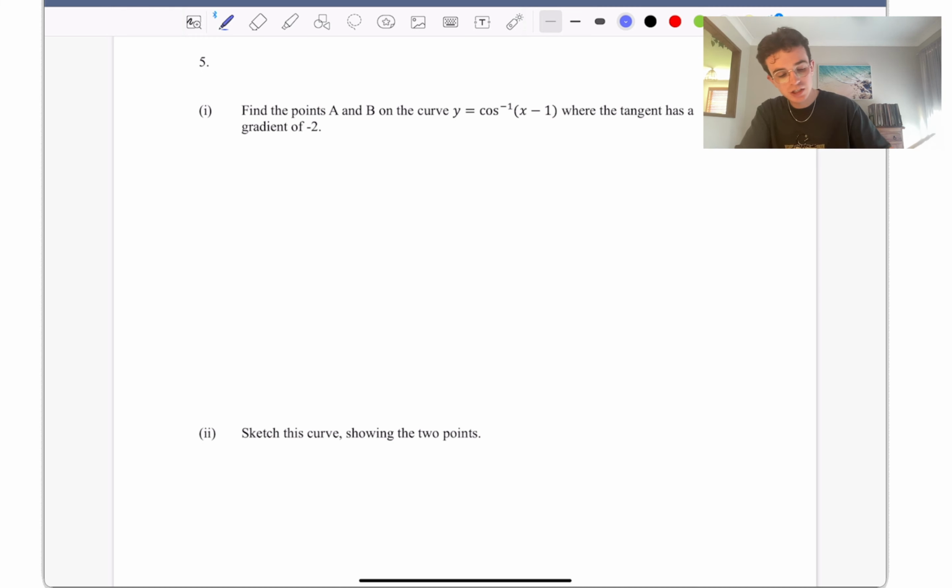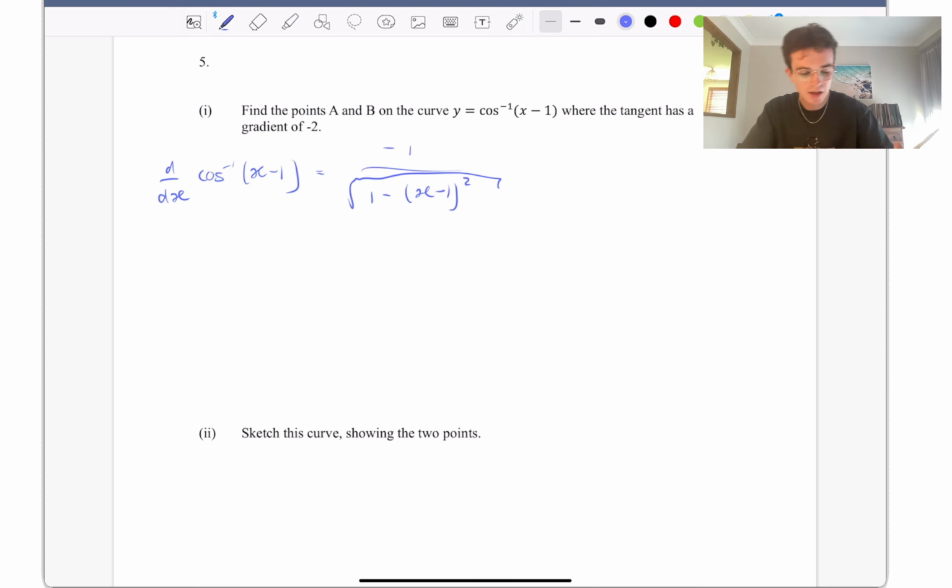So let's differentiate that. d by dx of cos inverse of x minus 1 is equal to the thing on the top, we differentiate it. The differentiation of x minus 1 is 1, over the square root of 1 minus x minus 1 squared, and we put a minus up here. Now we're asked to see when does that equal minus 2. So that equals minus 2.